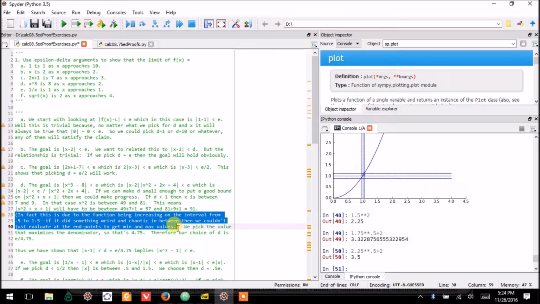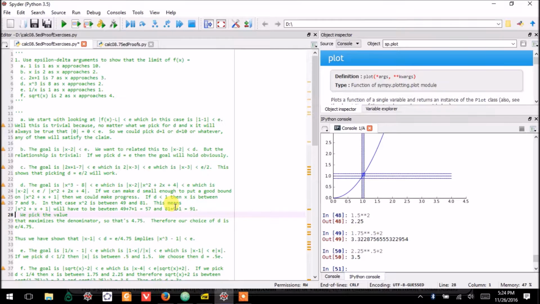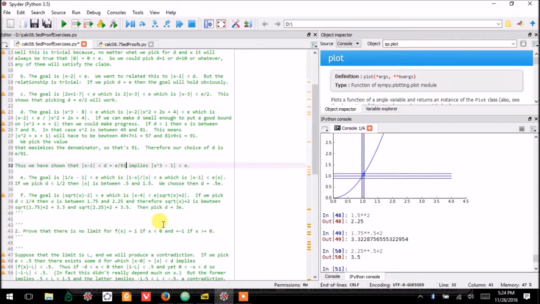Well, here, let's just ignore that. So we will pick 91 as the denominator, and therefore D is E over 91. And if you plug everything into the inequality, you should get everything working out as it is supposed to.